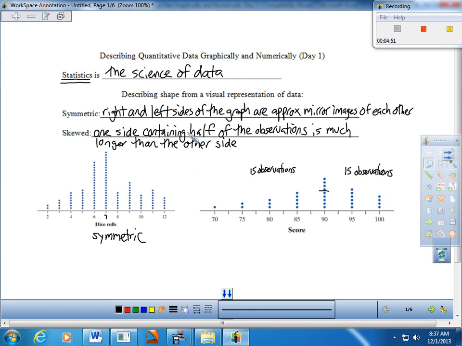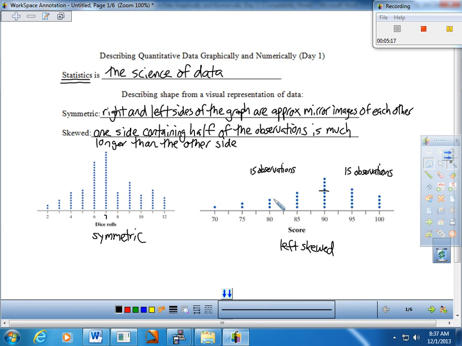One side containing half of the observations, and that would be the left side, is much longer than the right side in this particular case. So I hope everybody would be in agreement with me that this is what we would call left skewed. It is sort of elongated out to the left. Okay, so again, just kind of putting that in place. Won't make too much of a federal case about it there.